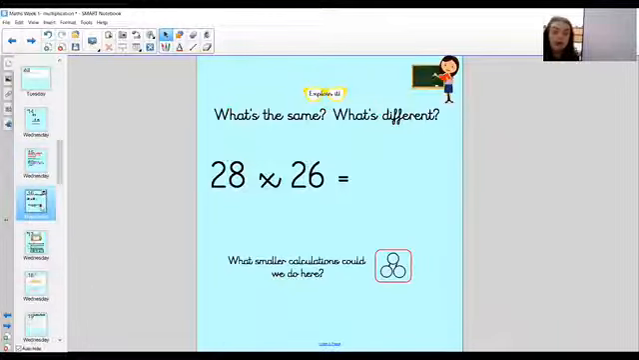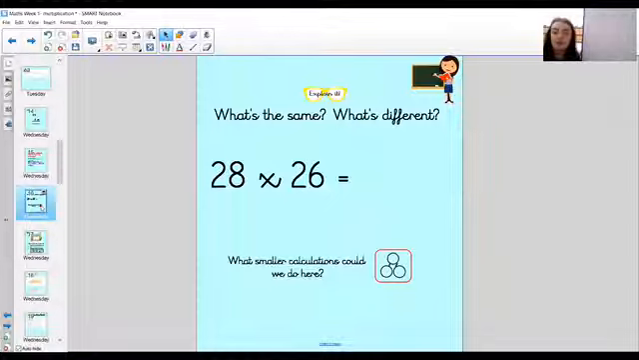So here we go. Let's have a little look at this then. What's the same and what's the difference? I've already given you a huge clue, because obviously the last 2 days we have been timesing by one-digit numbers. This time we are timesing by two-digit numbers. So my sum here is 28 times 26.